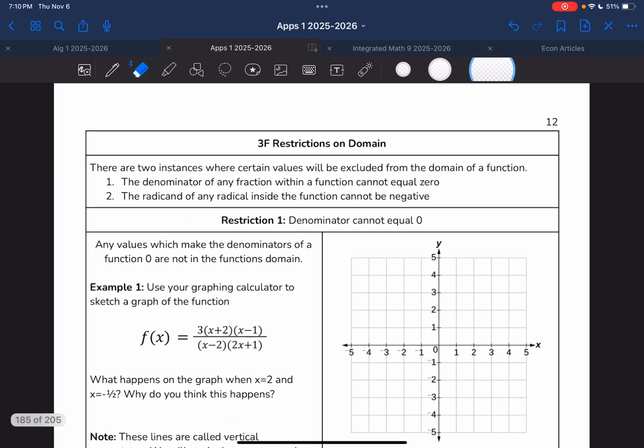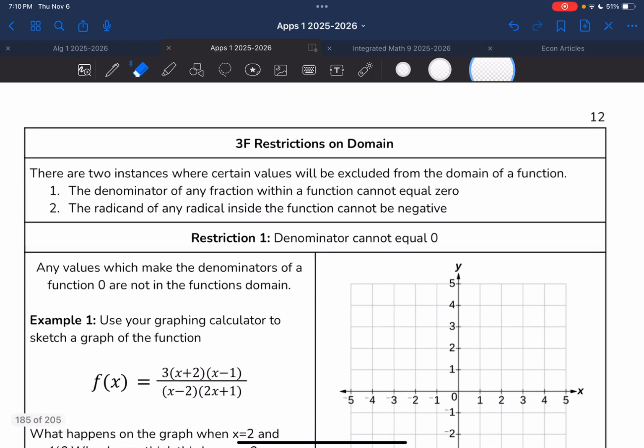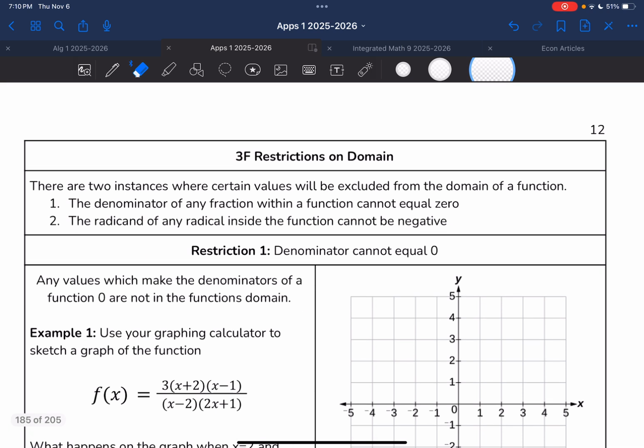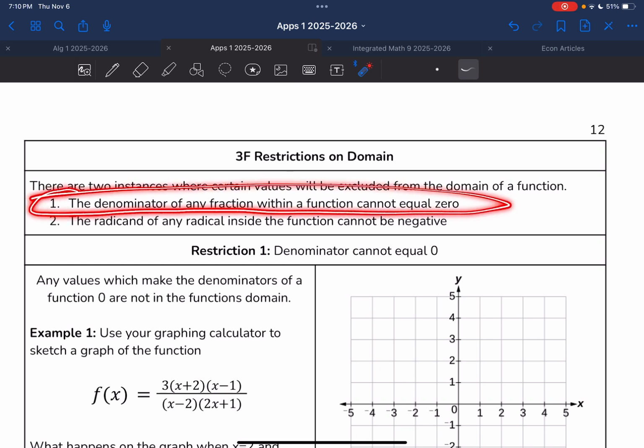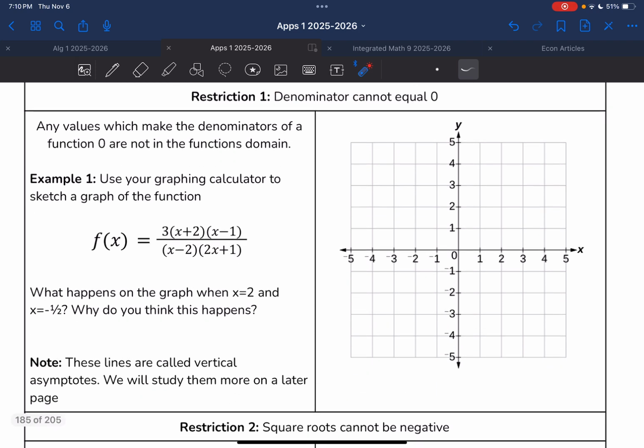So there's two main cases that come from the equation where something might not be part of the domain. You want to look out for any places where the denominator of any fraction is 0, or any place where the radicand is negative. So let's take a look at the first one.